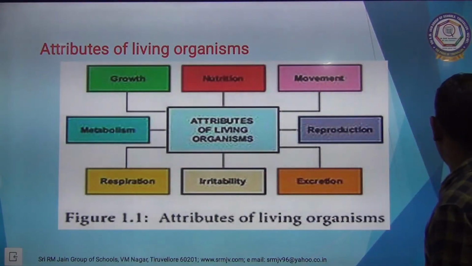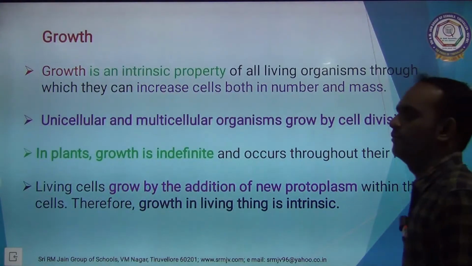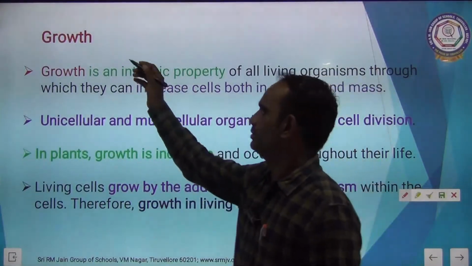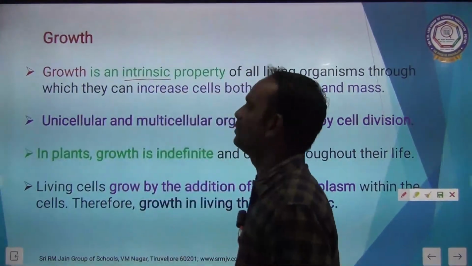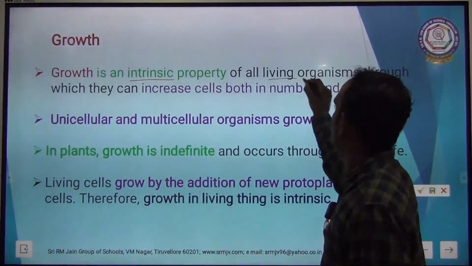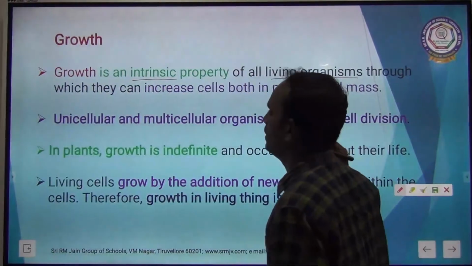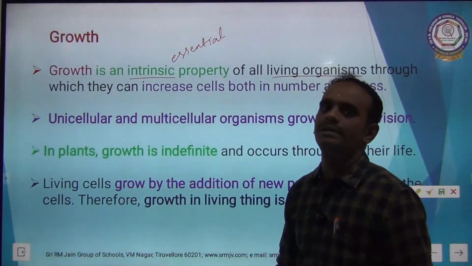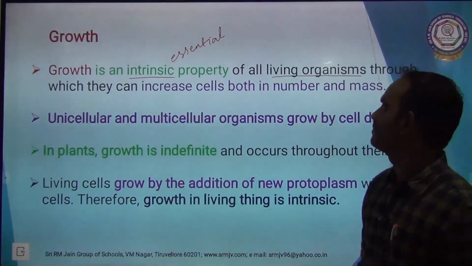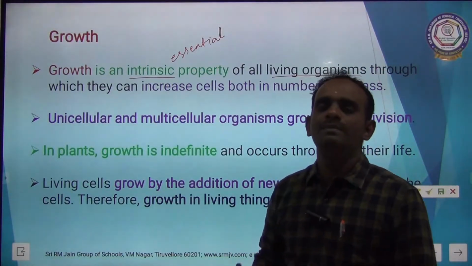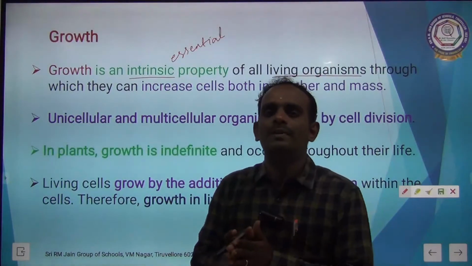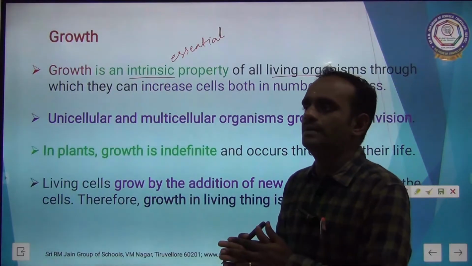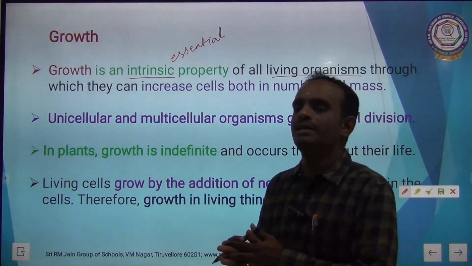Okay, the first one is growth. The first attribute of living organisms, growth. Growth is an intrinsic property of all living organisms. It is an intrinsic property, it is essential. Intrinsic property is nothing but an essential property of all living organisms. It may be a microorganism, or a plant, or an animal, or a human being. So if it is a living organism, the first characteristic feature, the attribute, is growth.